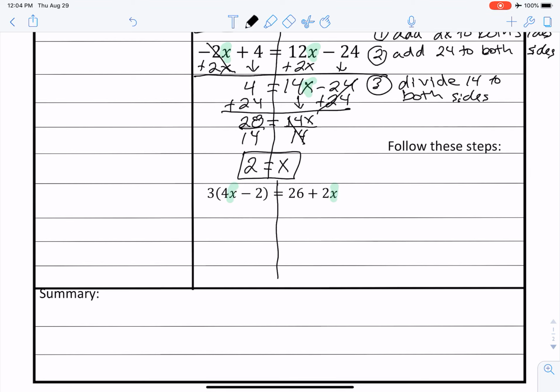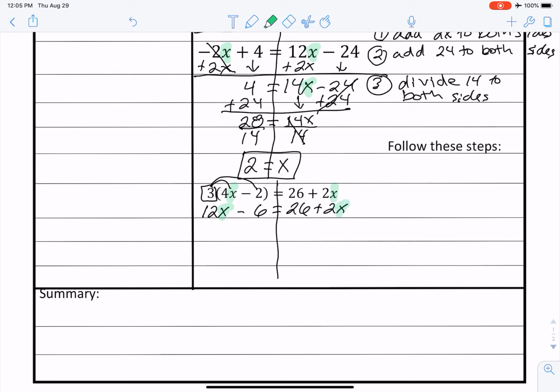And the way I do that is I'm going to distribute this 3 into both terms inside my parentheses. So on the first one, I do 3 times 4x, that gives me 12x. 3 times a negative 2 is a negative 6, equals 26 plus 2x. Okay, now that my parentheses are gone, my problem looks like the one I just did above.